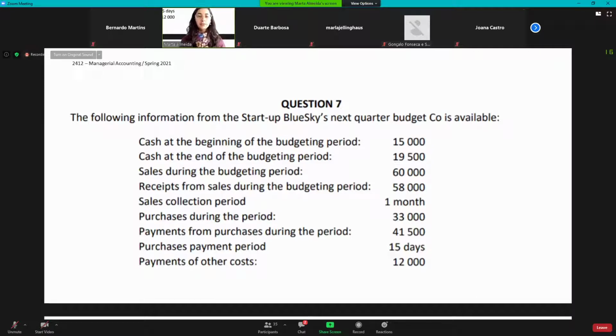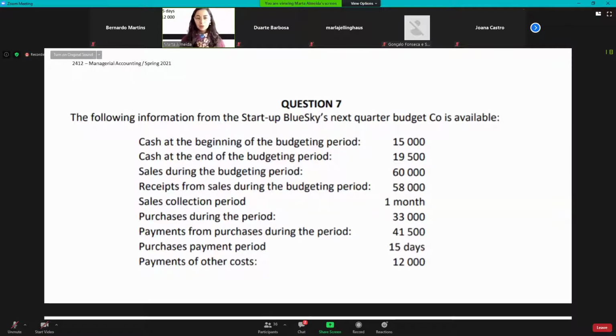Then we have receipts from sales during the budgeting period. Receipts from sales, where do we get this information from? This is how much money clients paid or we expect to pay during the budgeting period. Good. Cash flow statement. Cash flow statement, very good. Then sales collection period is 1 month. That is the policy, the payment policy of the organization.